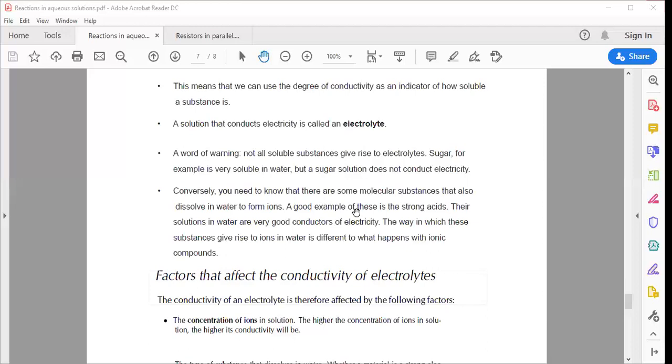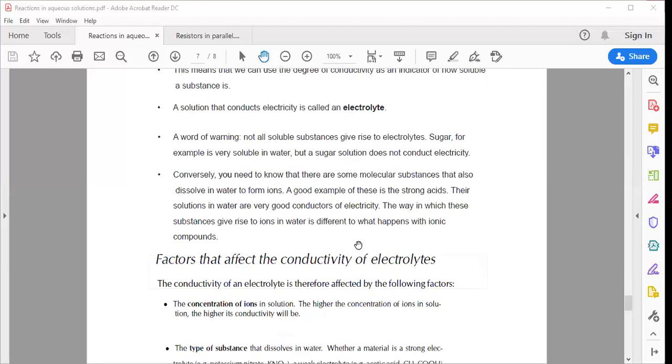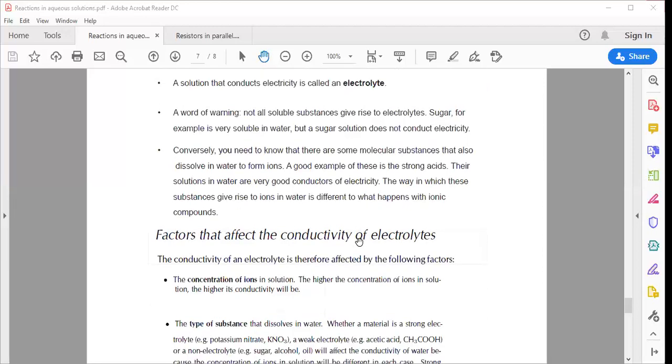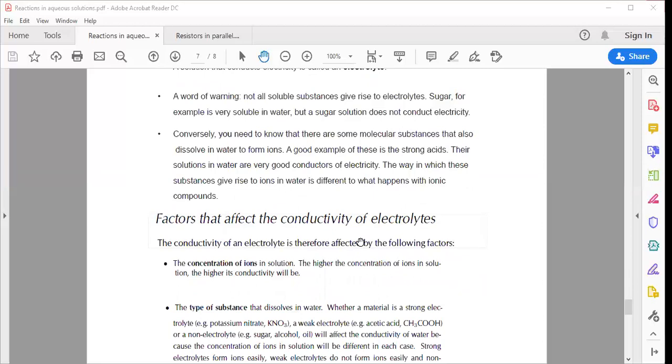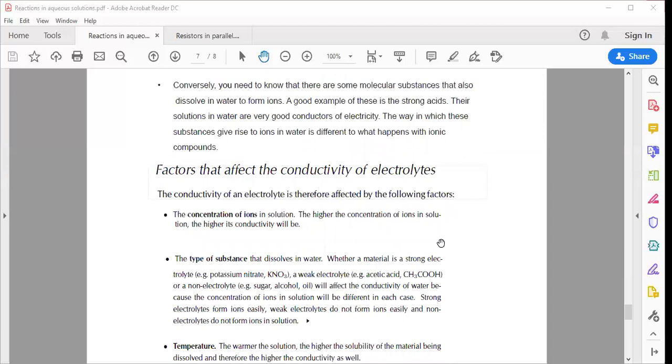It's different from this one, but we'll look at it in the type of reactions that we're going to be looking at. Right. Then we've got factors that affect conductivity of electrolytes. The conductivity of an electrolyte is therefore affected by the following factors. What are those factors? The first one that we have is the concentration of ions in solution.